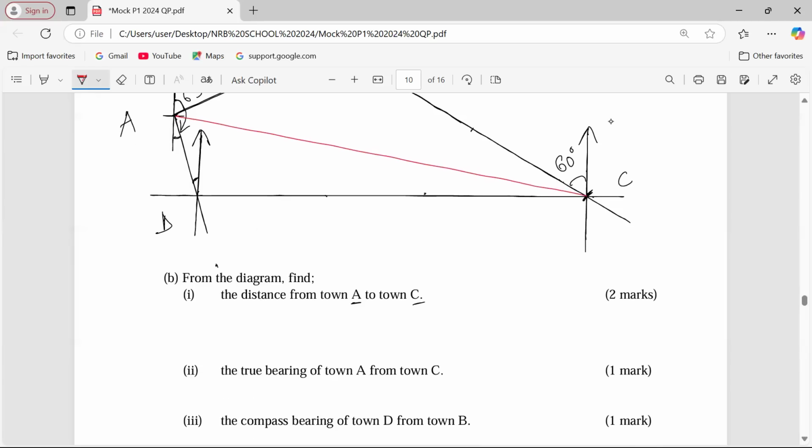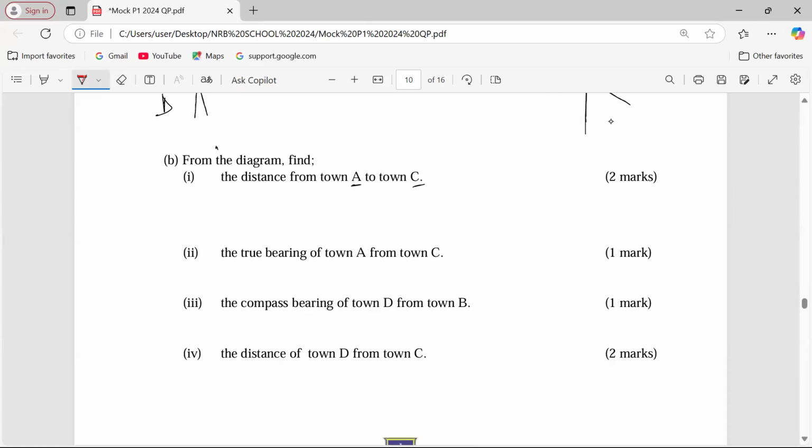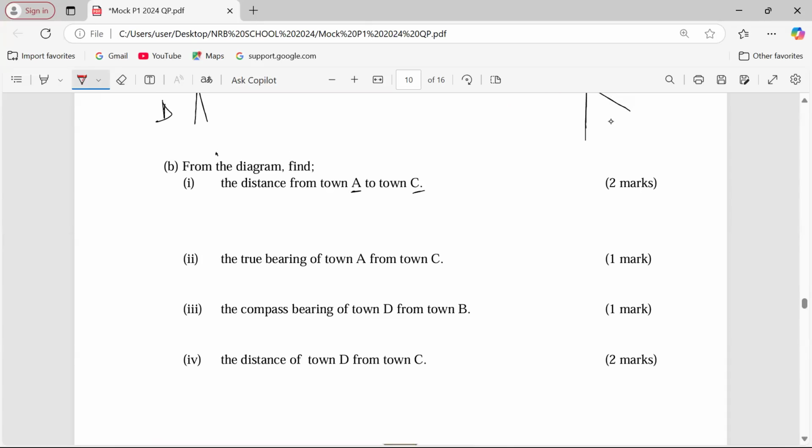You first measure it in centimeters, and you're getting 13.5 centimeters. So you're supposed to multiply this by the scale of 15 for you to know the equivalent in kilometers: 202.5.